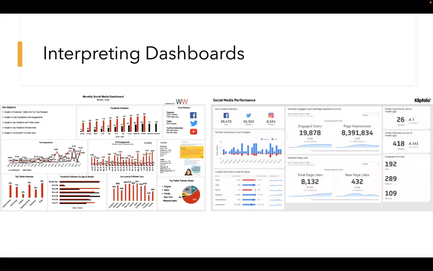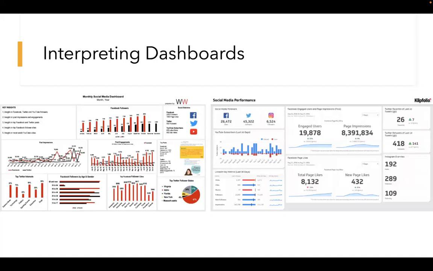It starts off with just social media followers. How many do you have at the time that this dashboard was made? Probably the most interesting part is the graphs in the middle. It looks like this was taken over the span of a week. This one shows engaged users, how many they had over the course of a week, and if it went up or down by a certain percentage, which is very important to know.